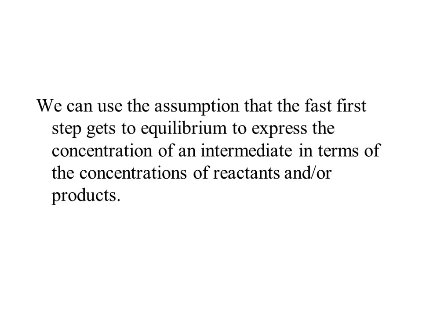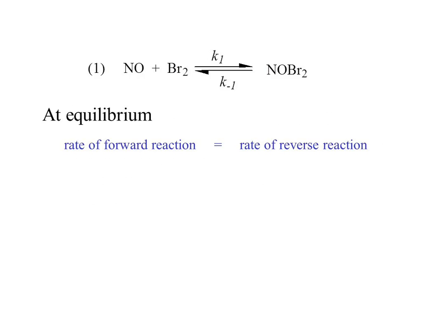We turn our attention, and this will always be the case, to the equilibrium above it that is fast. The equilibrium above it also has that NO Br2. So the fast equilibrium above it looks like this. This is the first elementary step.